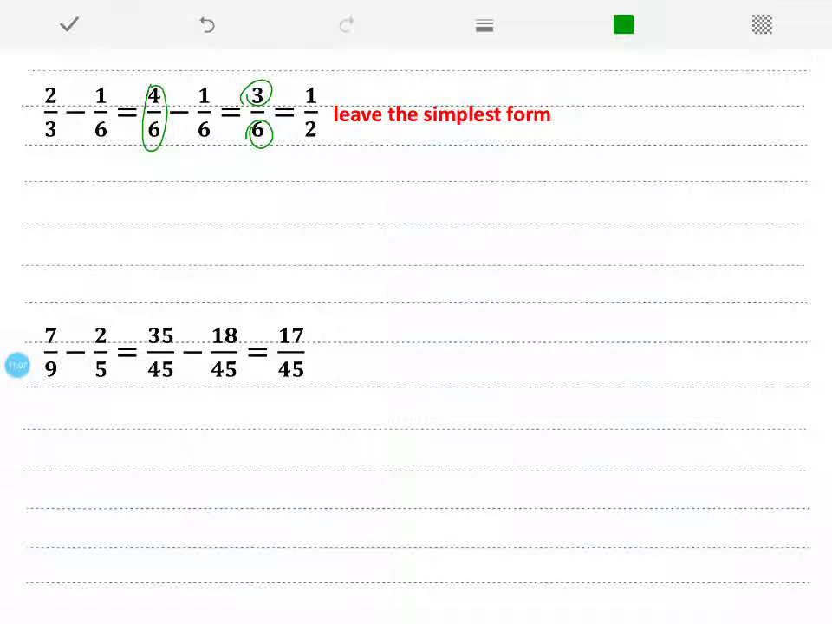But you should always double check if the answer can be simplified or not. In this case, it can be simplified. So 3 over 6, you divide it by the largest common factor 3, that equals 1/2. So make sure you always leave the simplest form as your result. Otherwise, you may lose marks in the test.